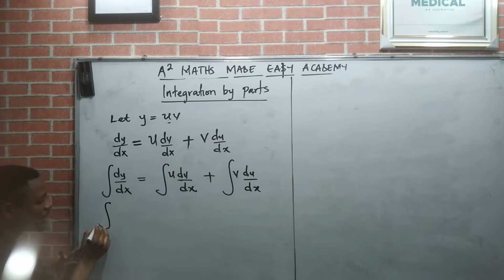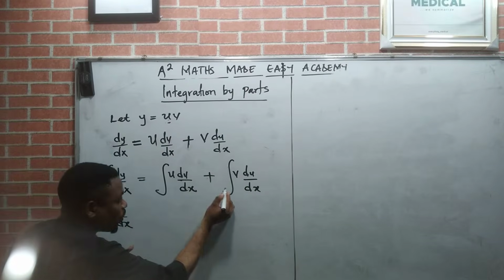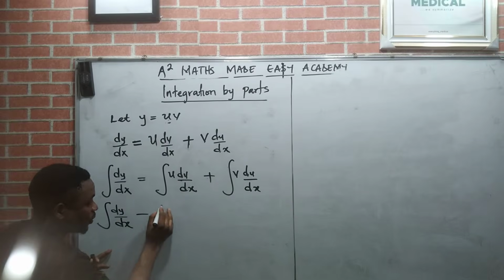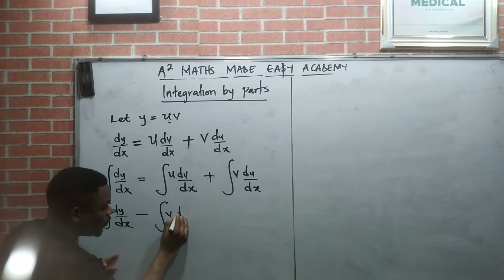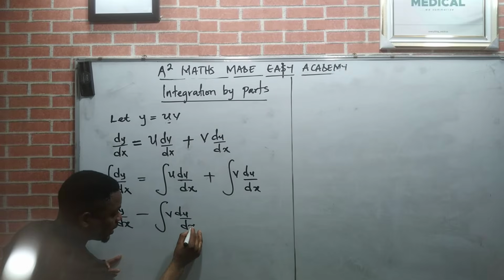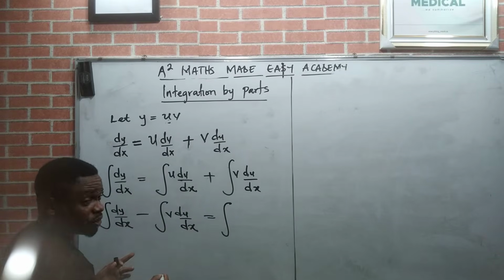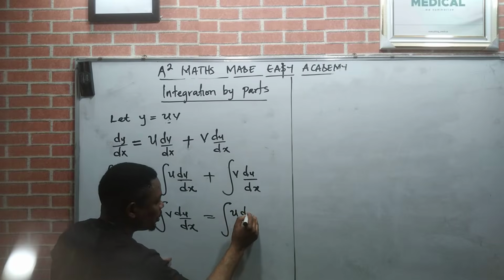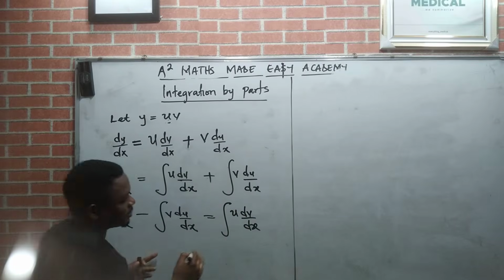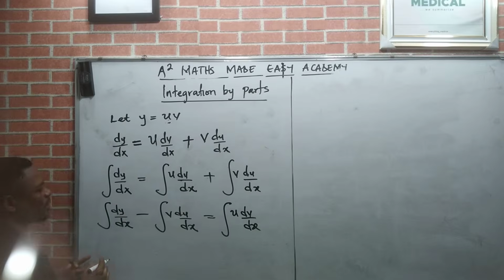So that I will have integral of dy/dx. As this plus moves to the left, it will give us minus integral of v du/dx. It's now equal to this one that we have made subject of the formula, which is u dv/dx. Are you with me now? Can you see that now life is easy?